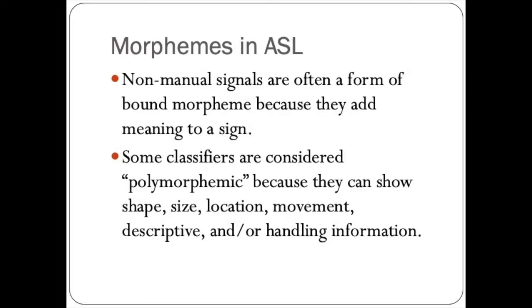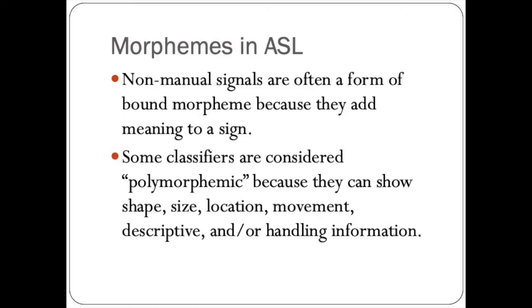I gave you some English examples, but here's morphemes in ASL. Non-manual signals are often a form of bound morpheme because they add meaning to the sign. So like that S at the end of berries that made it plural, a non-manual signal does the same thing, or it can.